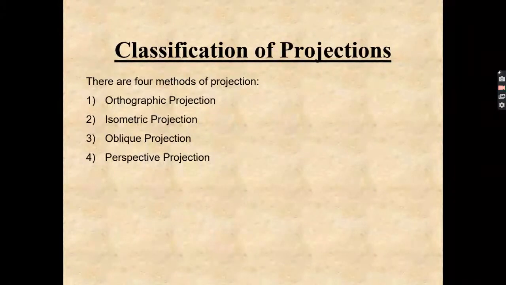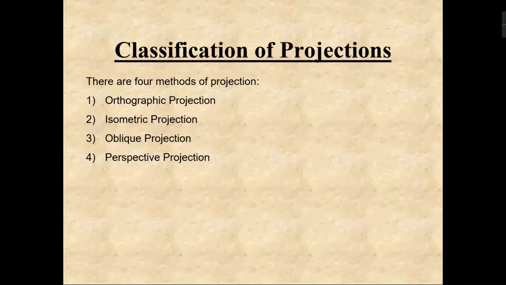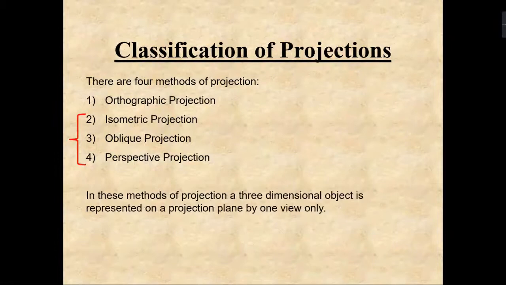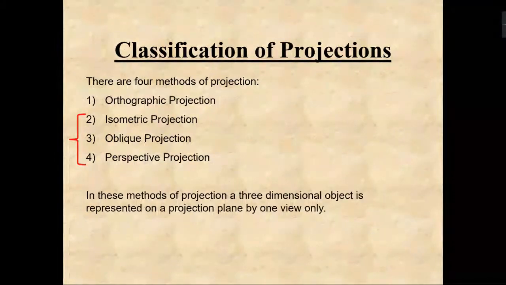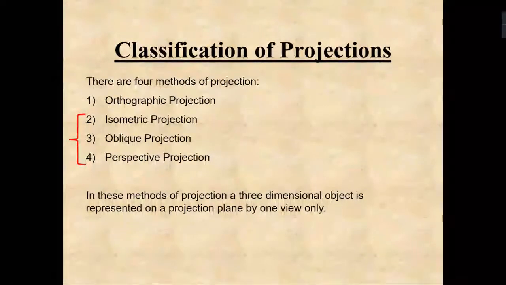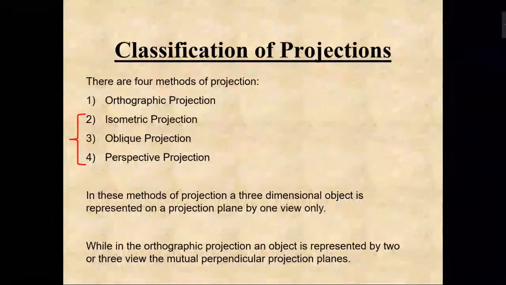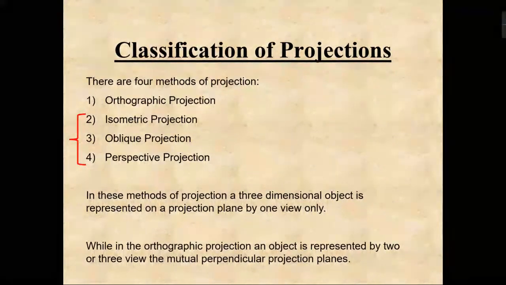Coming to the classification of the projection, there are 4 methods of projection. The first one is the orthographic projection, second one is the isometric projection, third one is oblique projection, fourth one is the perspective projection. In the last 3 methods, a 3-dimensional object is represented on a projection plane by one view only, while in the orthographic projection, an object is represented by 2 or 3 views on mutually perpendicular projection planes.